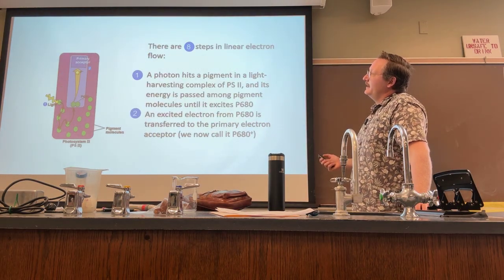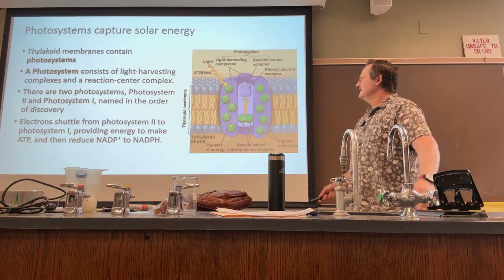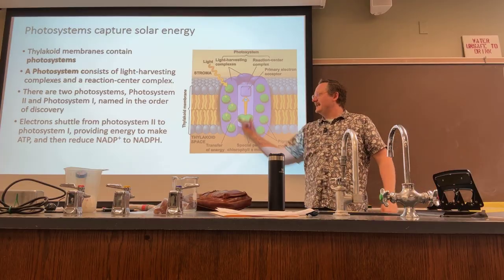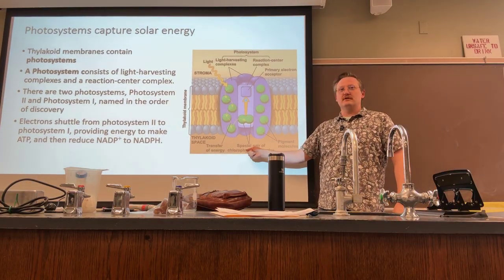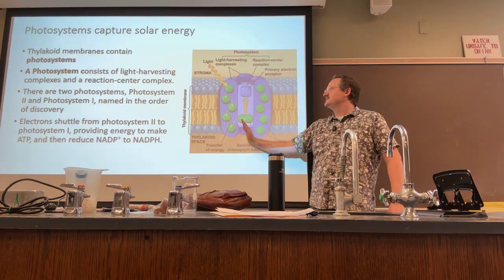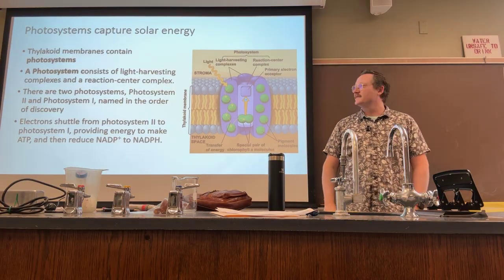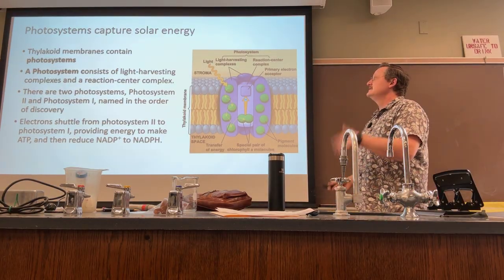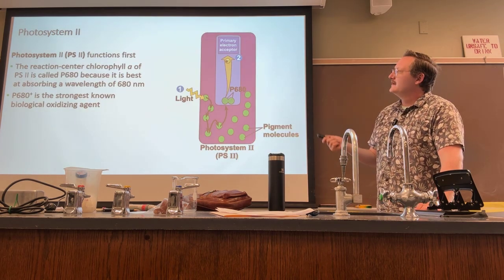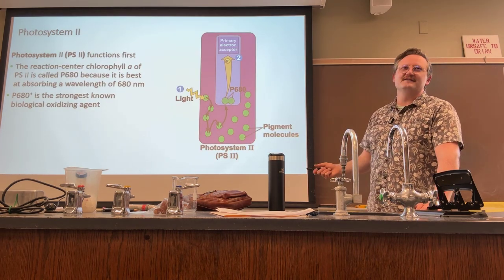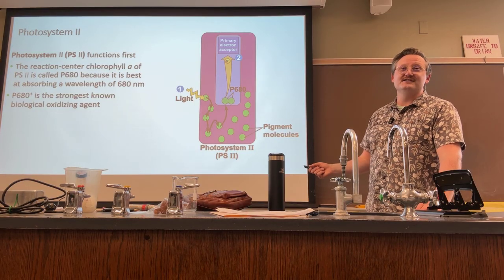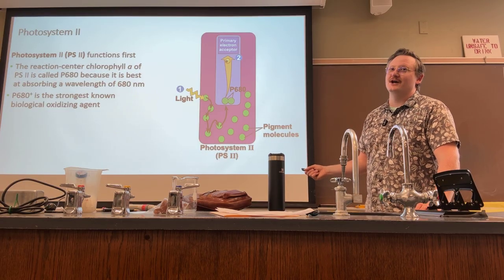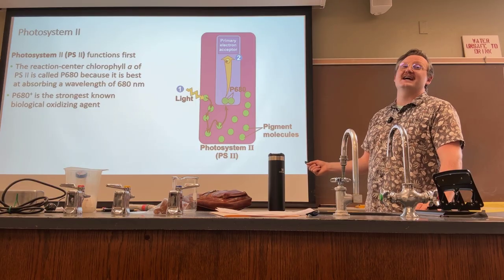So let's go back to the beginning. Here's the photosystem. What does it do? It focuses light energy down into this special pair of chlorophyll molecules in the reaction center complex, kicks up a high energy electron. Then that electron can fall down an electron transport chain to pump protons. Photosystem 2 was discovered second, so it's named photosystem 2, but it functions first in linear electron flow, which is the ideal type of electron flow here.